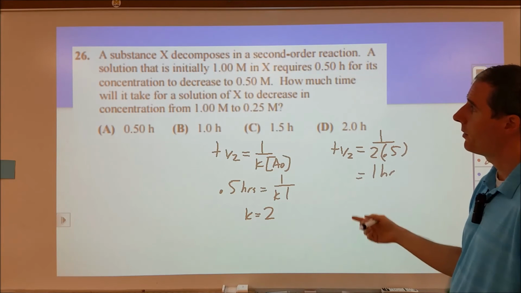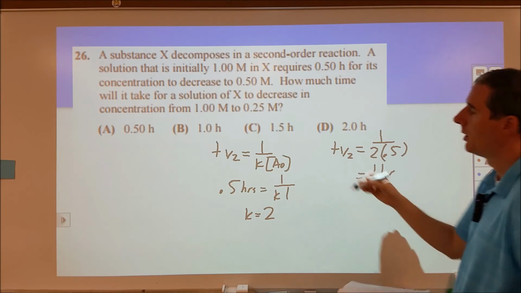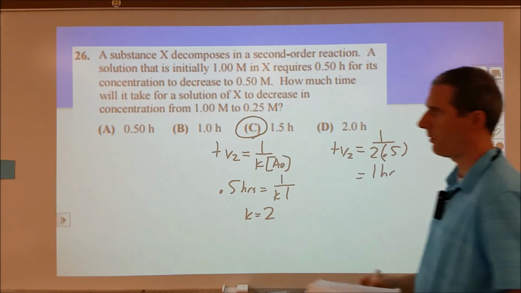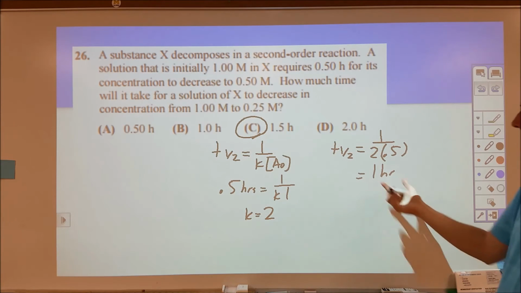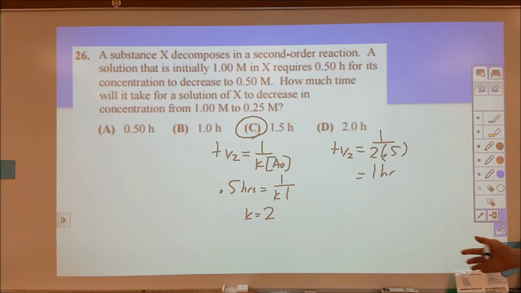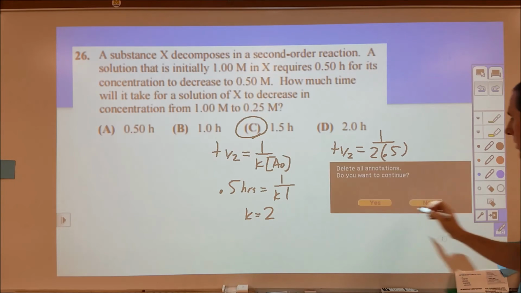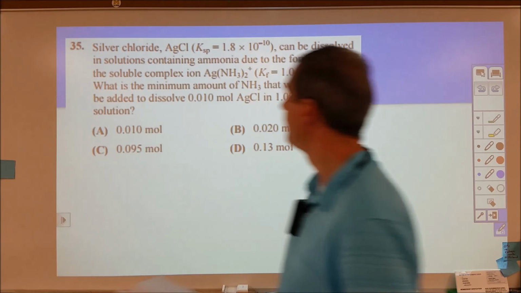So it takes a half hour to drop the first amount, and it takes an hour to drop the second amount. And so total it takes 1.5 hours. Either one of those situations will get you at the same answer. And one of the ideas here is that as your concentration is decreasing, it's taking longer for the reaction to happen because you're in a second order reaction where the increased concentration has a squared effect on your rate.